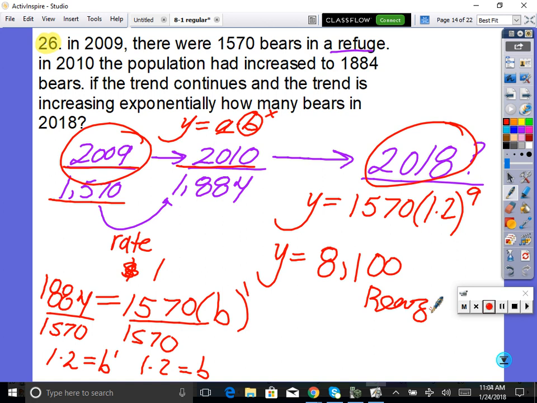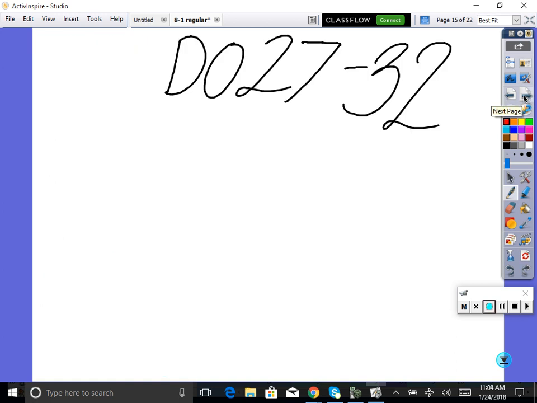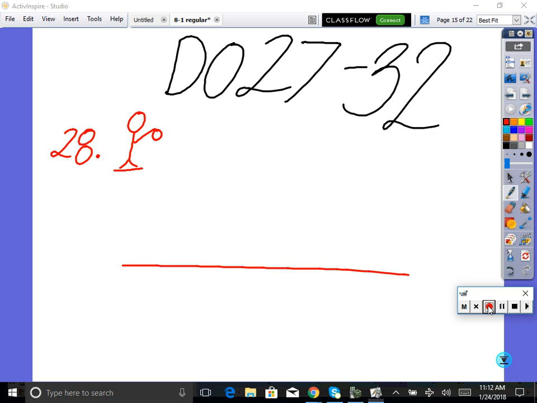Cool. I want you to do the rest of the story problems, 27 through 32. Go for it, but draw yourself a picture. Look at 28 with me. I'm going to help you think through how to do it.